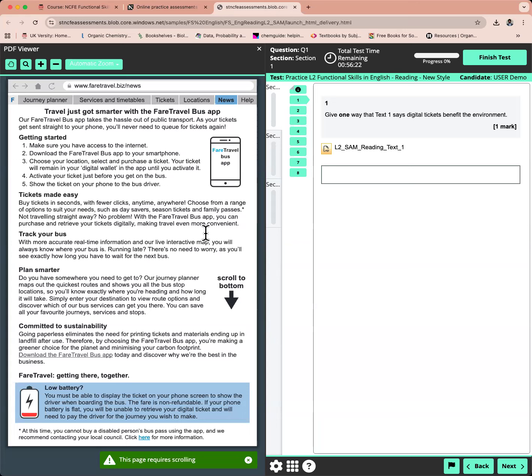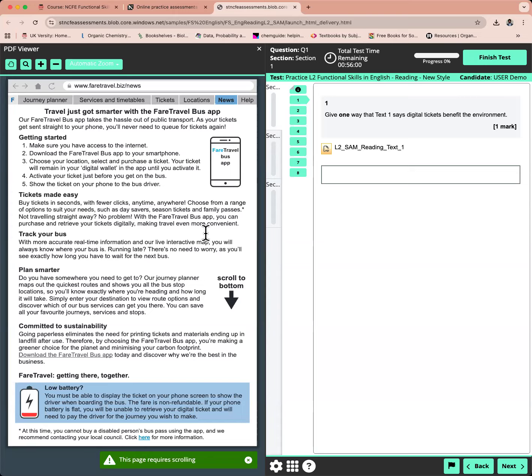Now, in the end, there is a box, which is a text box. It is highlighted blue in color. And obviously it says, fair travel, getting there together. It says low battery. You'd also be able to see that your phone, if it is running low on battery when you're trying to board the bus, it'll still allow you to buy tickets with the phone, but the fares are non-refundable.